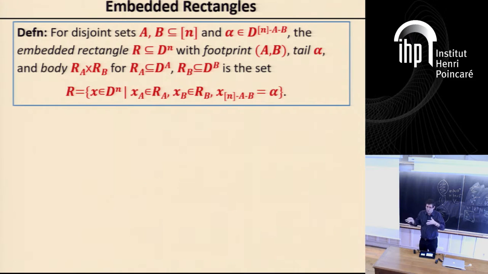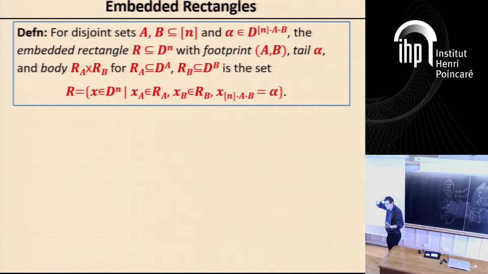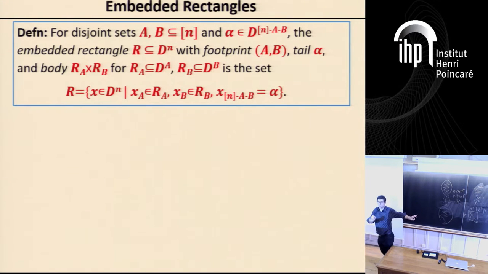Okay, but now we don't know which side is Alice and which side is Bob. And Alice and Bob only get a portion of the input. So for an embedded rectangle, we have Alice's input positions and Bob's input positions, and we've got some fixed assignment to the rest, alpha. An embedded rectangle is associated with that triple, and the pair of who got which bits, the A, B, we'll call the footprint. The fixed things we'll call the tail.